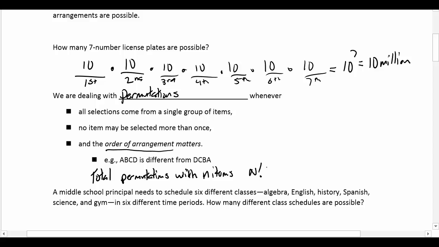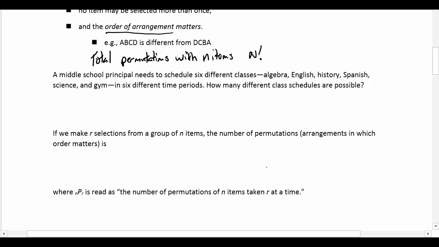Okay, so let's look at an illustration of this. A middle school principal needs to schedule 6 different classes: algebra, English, history, Spanish, science, and gym, in 6 different time periods. How many different possibilities are there? So there's 6 total, so 6 factorial. That means 6 times 5 times 4 times 3 times 2 times 1. If you multiply that all out, you should get 720.